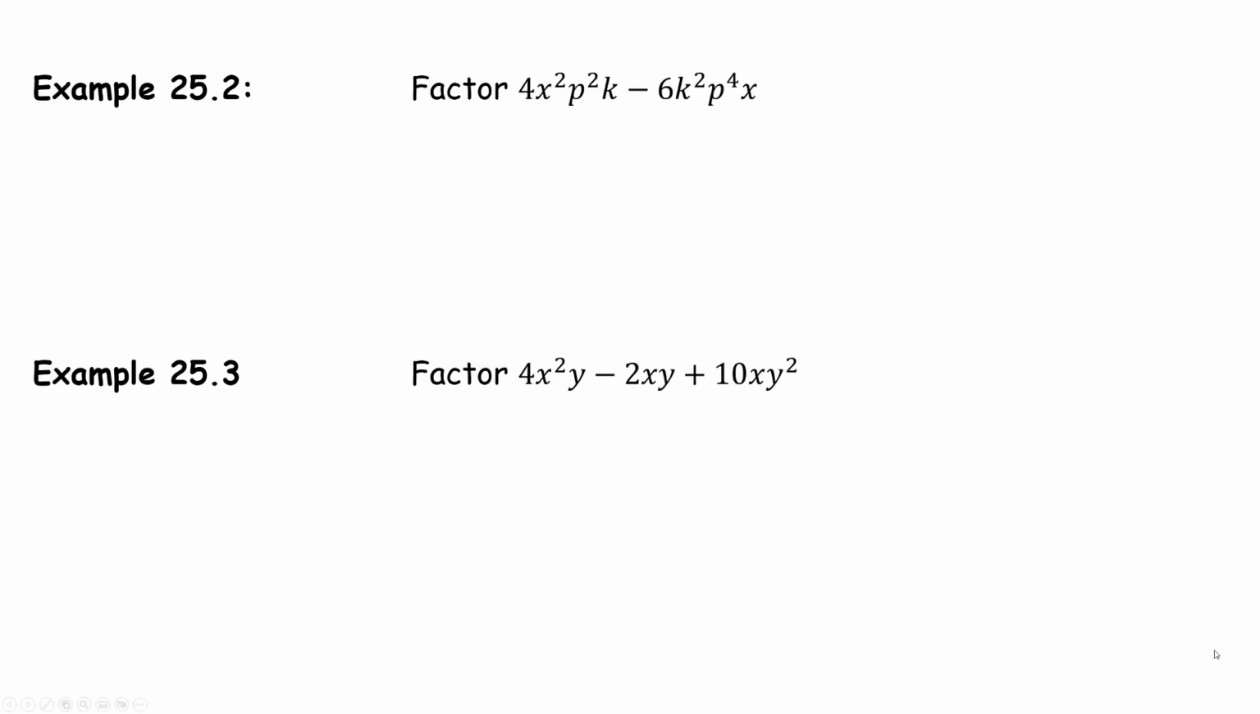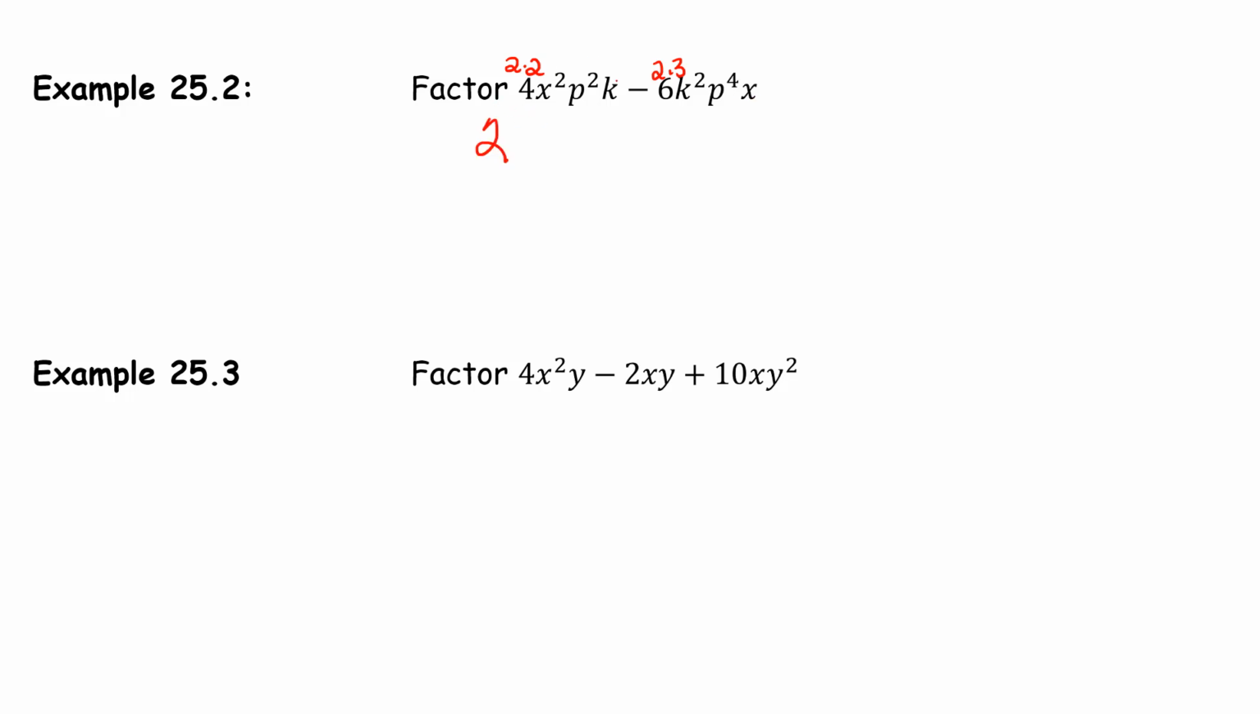Okay, let's look at this next example. We want to factor this binomial. There are 2 terms, so we're going to look at the terms and see what the factors are. The first term has a factor of 4. The second one does not have a factor of 4, but they do both have a factor of 2 because 4 is 2 times 2 and 6 is 2 times 3. So we can factor out a 2.